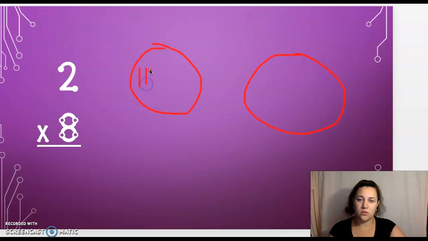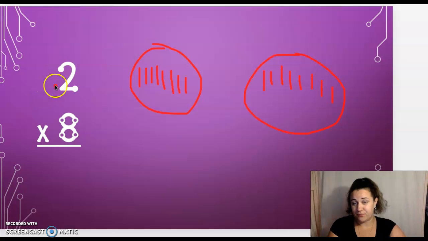1, 2, 3, 4, 5, 6, 7, 8. So I have my 2 groups with 8 in each. Now I can skip count. So we have 8, 16. So 2 times 8 equals 16.